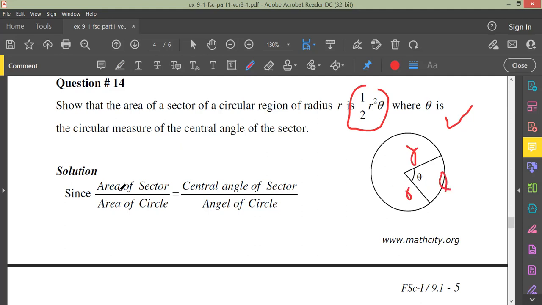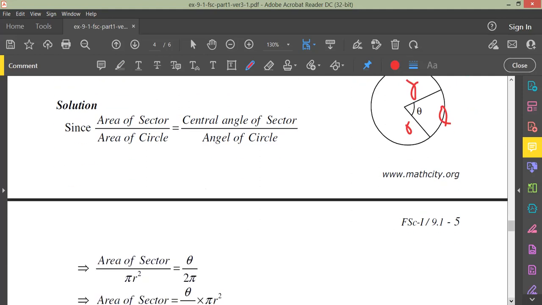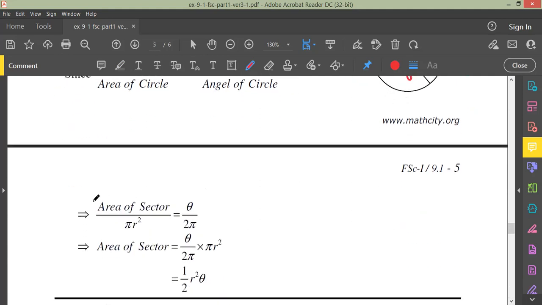So we know that the area of the sector over the area of the circle is equal to the central angle of the sector over the angle of the circle. This is the central angle of the sector, and the total angle is 2 pi. The area of the circle is pi r square. The angle of the sector is theta. So simply, we want to calculate the area of the sector.